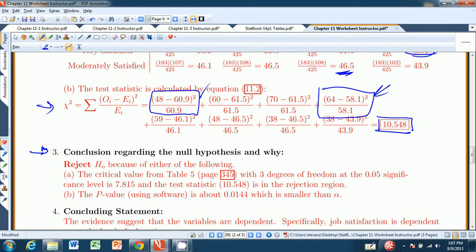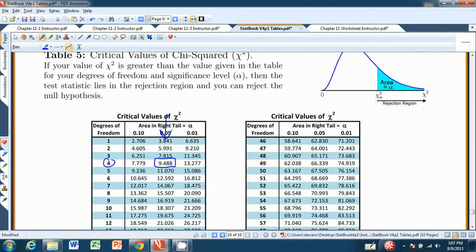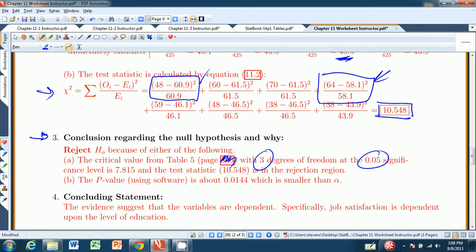So we're going to look at the critical values from table 5. That's the chi-squared table. It's not on that page. We have 3 degrees of freedom. Oops, sorry. 3 degrees of freedom, 0.05 significance level. So let's take a look what we have here. 3 degrees of freedom, right there. 0.05 significance level, 7.815. So that is our critical value. 7.815. And the test statistic is 10.548. So that is in the rejection region.